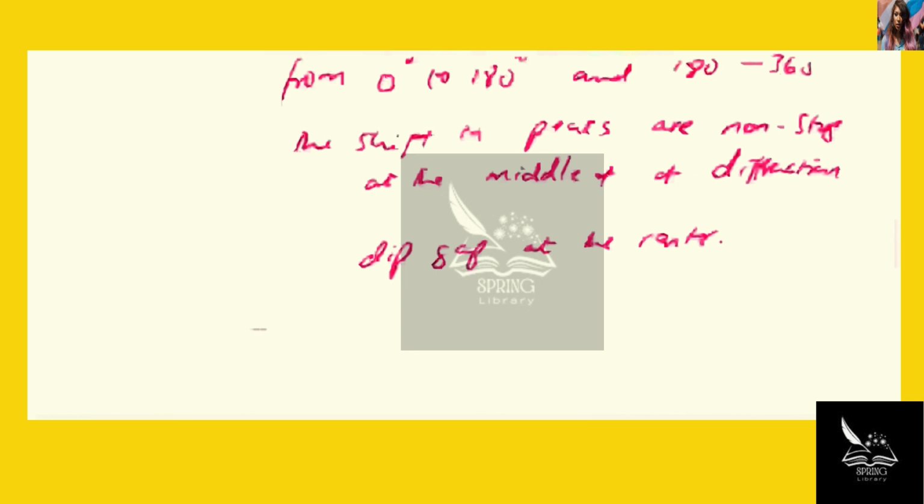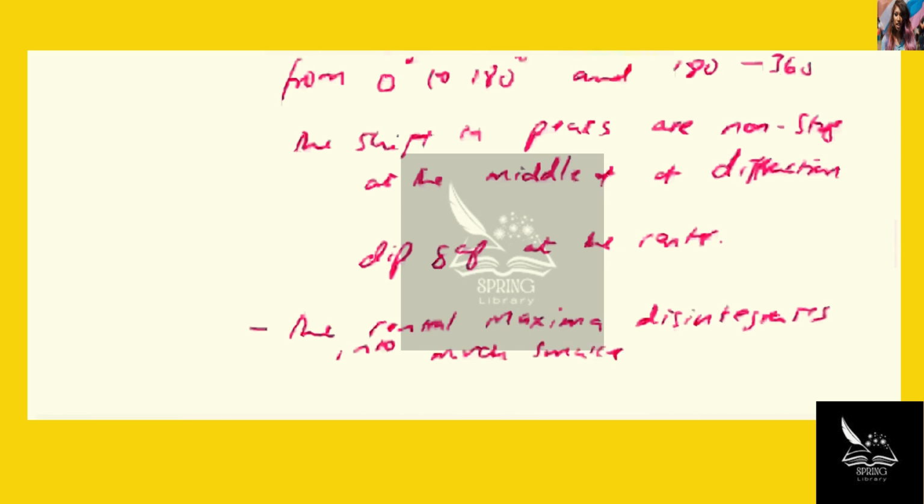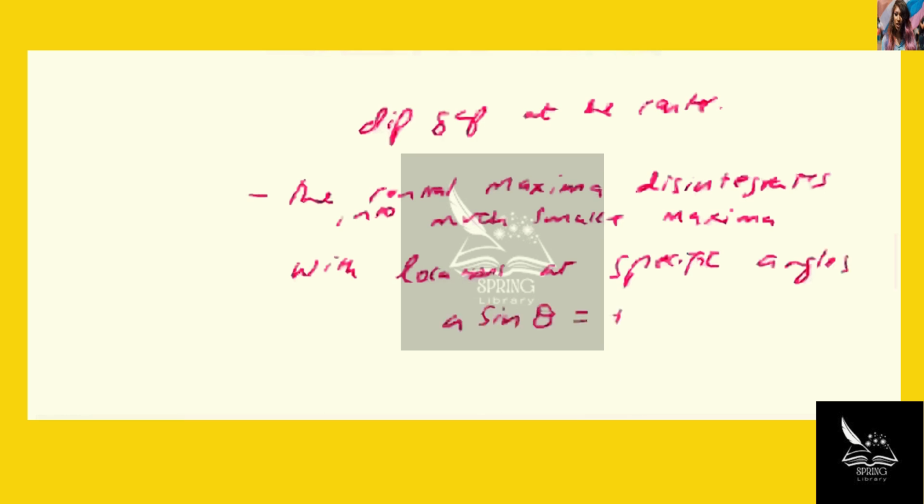And then we're also going to summarize by saying the central maxima disintegrates into a much smaller maxima with locations at specific angles, and these angles are going to be modeled with a sine theta equals plus minus lambda.